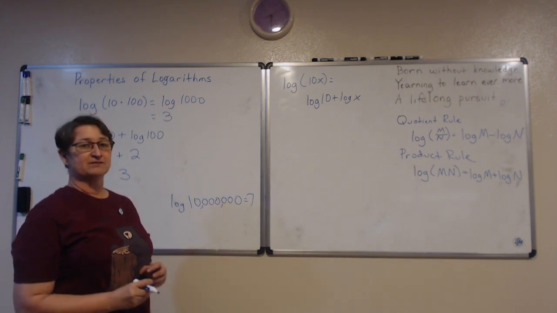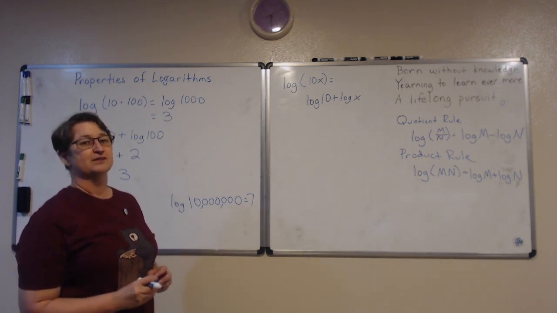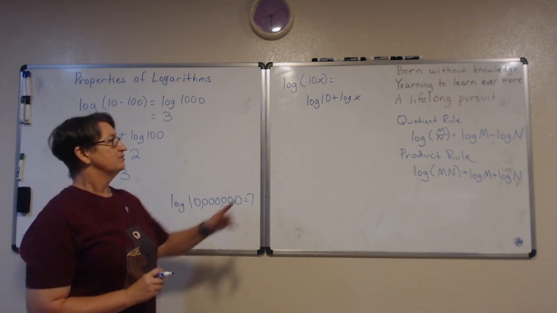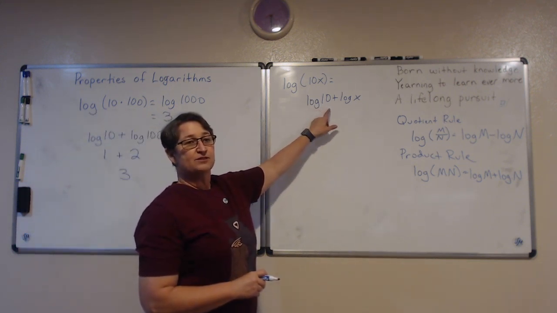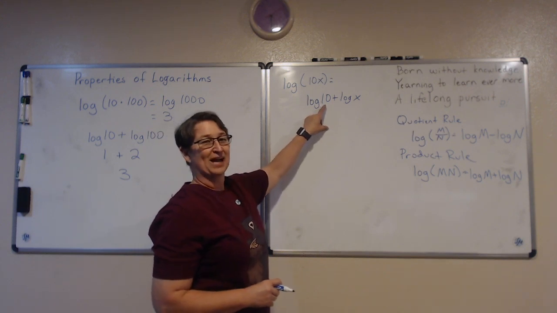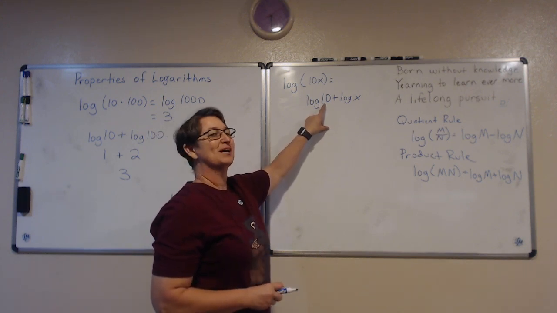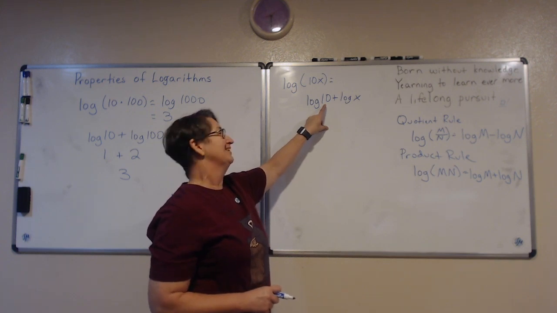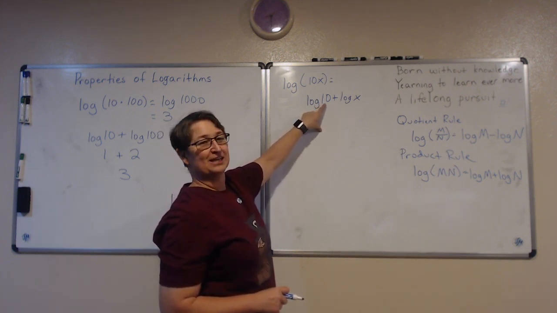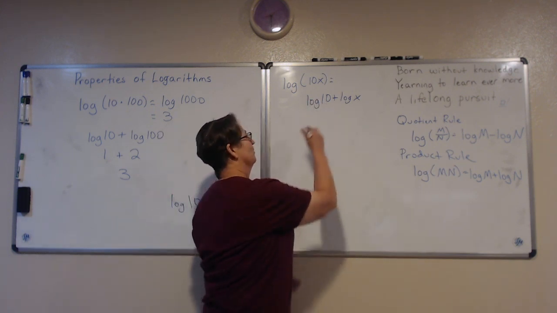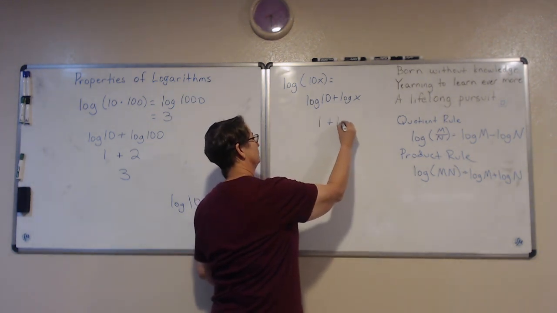Did he make it back, Austin? I haven't seen him. Where is he? So, log of 10, oh, there he is. Hey, Robin, you're back. Yay! Just making sure. Log of 10 is 1. I want to be able to give credit where credit's due.